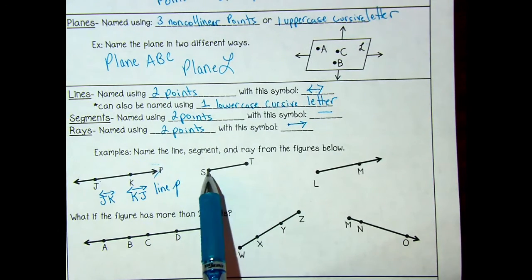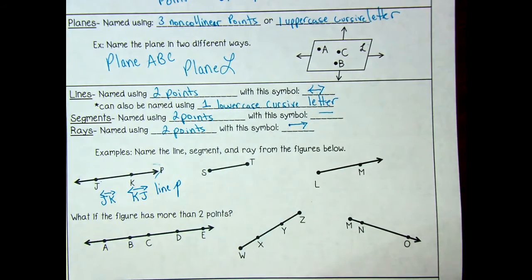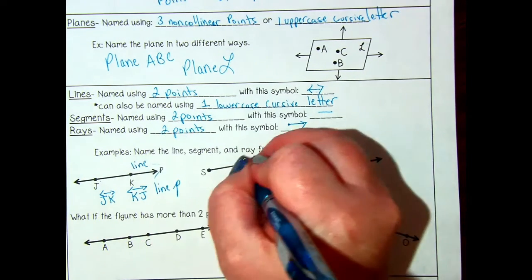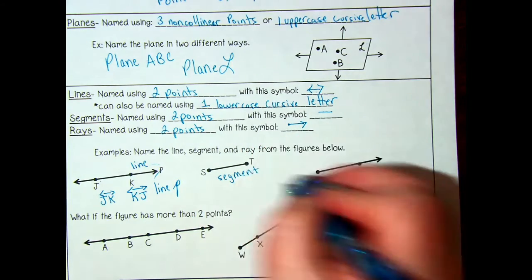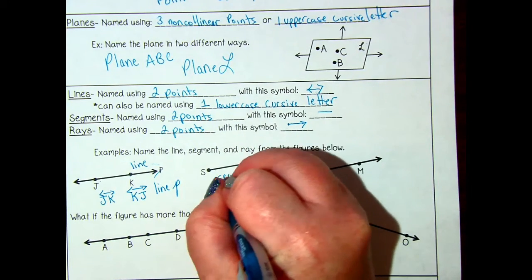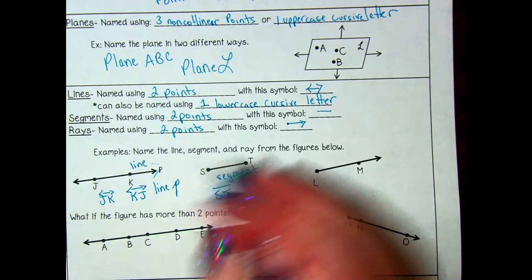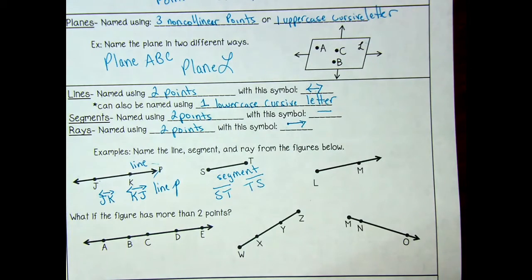Now here we have 2 letters with a line that has endpoints. So we know that it's not a line, it's a segment. So let me put that this is a line and that this is a segment. So that means I could say that it is segment ST. ST with the symbol on top that has no arrows, or TS because order doesn't matter.